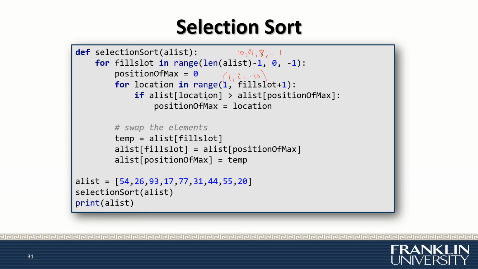And I check. So this for loop here basically tries to find the index of the largest value in the current list. This is all you're doing here, just find the index of the largest element. Once I find it, now I swap it.